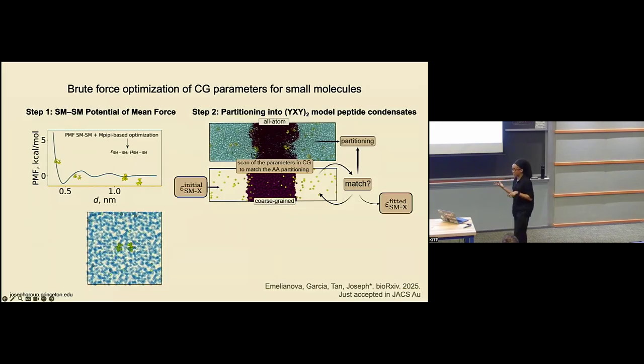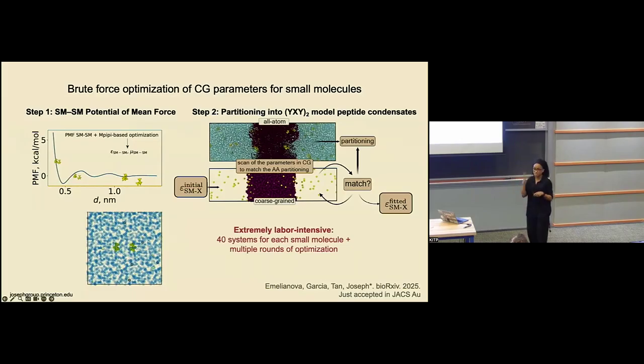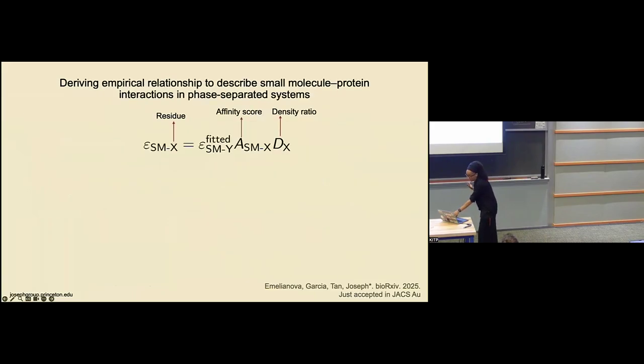And the short end of it is that if you do this brute force approach, you get good predictability, you get transferability, but this is not practical. It's extremely labor intensive. For every small molecule that we want to study, we have to do at least 40 different types of systems, multiple rungs of optimization. So how can we develop a more intuitive way of going about this?